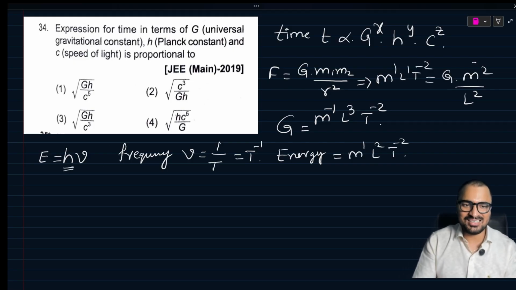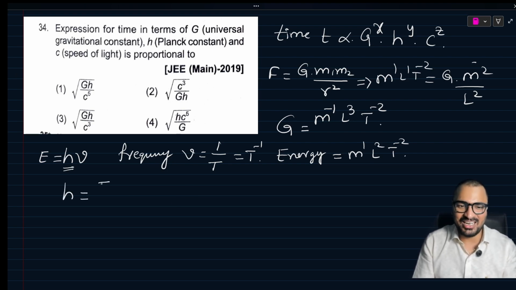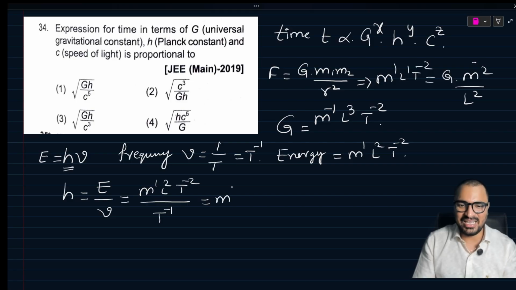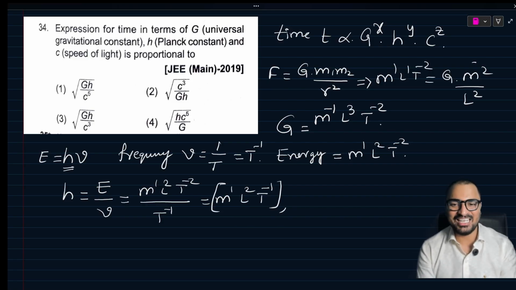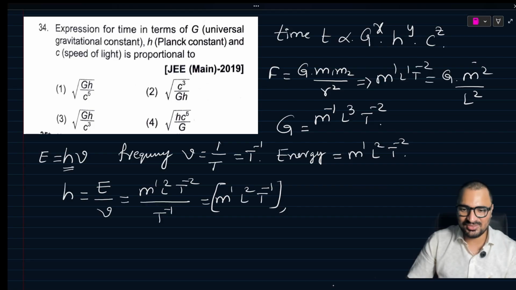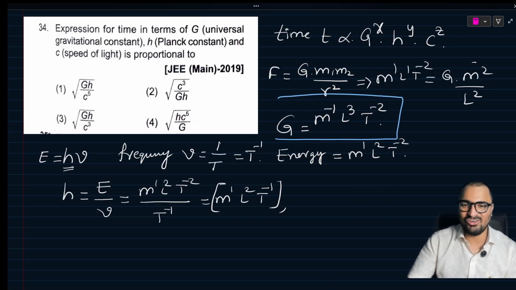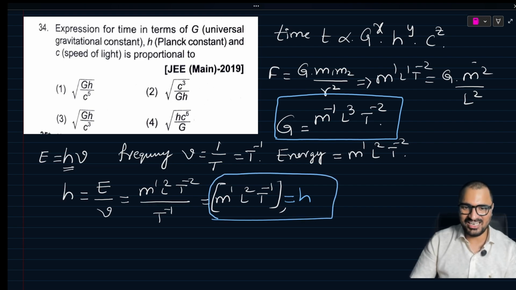Now we need Planck's constant. H is equal to E by nu, so M1 L2 T minus 2 divided by T minus 1, which is M1 L2 T minus 1. That is the dimension of Planck's constant. G dimension we got, and H dimension we got, right?